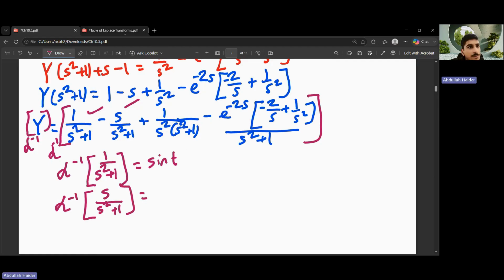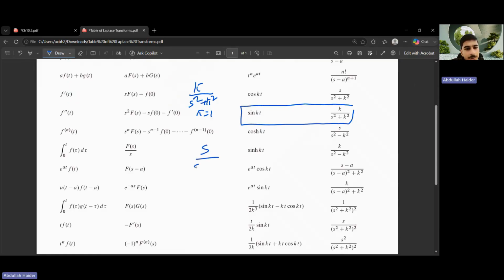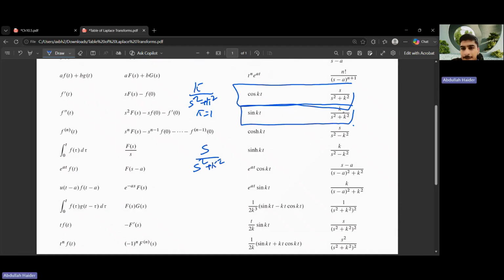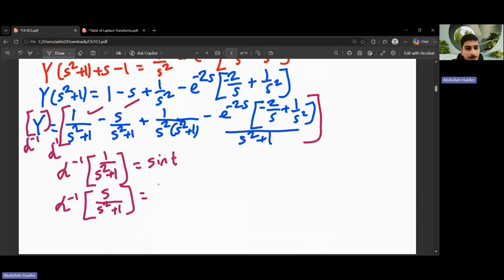Now we look for something like s over s squared plus k squared, which matches cosine kt, and since k is 1, it's cosine 1t, which is cosine t. And remember that when you're adding up the final answer, this should be negative because this is minus s over s squared plus 1.